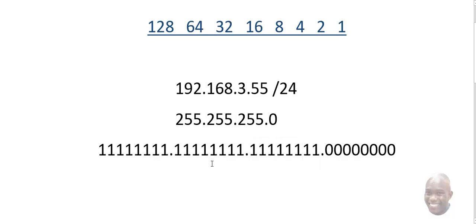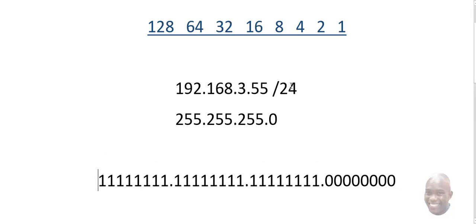The reason we have to understand the concept of the net mask is that this is how routers identify networks, and they do it through a process called ANDing.